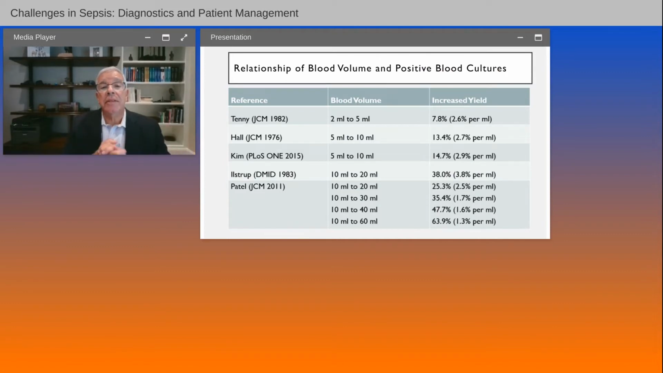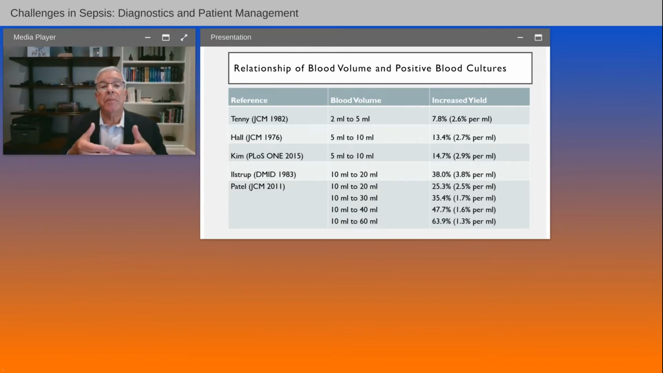And in this series of studies, that's what they looked at. And I'll cite, all the studies have the same conclusion, but let me just look at the Patel study that was reported in 2011. In this study, they collected 6 bottles, 3 cultures with 2 bottles each, each bottle with 10 mLs of blood. And then they looked at the first bottle with 10 mLs compared to the first 2 bottles. And they found that with going from 10 mLs to 20 mLs, they had a 25% increase in positive cultures.